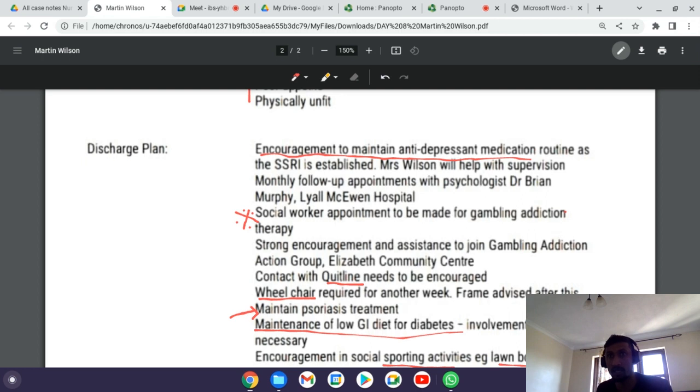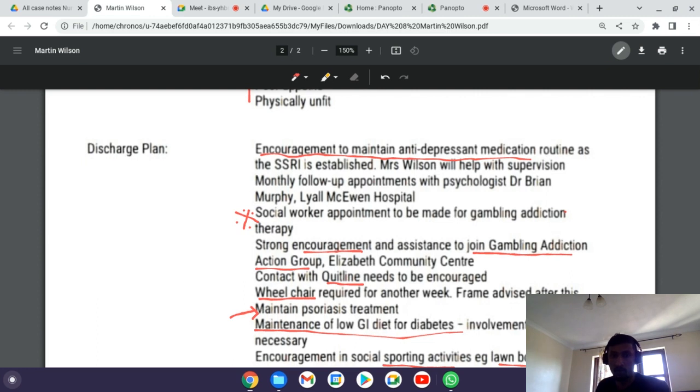We have some other important things to ask the social worker to do. What is that? He needs to join a gambling addiction action group. So encouragement to do that. If you want, you can club this information with the first paragraph itself, or you can write it in the last paragraph separately. No worries in that.